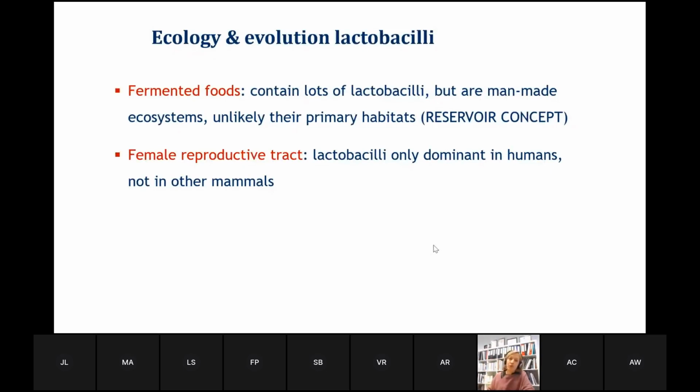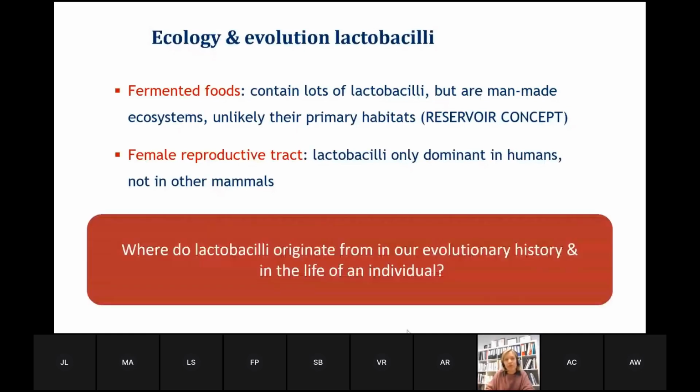And then we also focus on the female reproductive tract because that's the natural habitat of lactobacilli in humans. And it's also very intriguing that humans are the only animals where lactobacilli are dominant. It's not the case in other mammals or even related monkeys. So these two habitats are key for us to ask these key questions on where do lactobacilli originate from in our evolutionary history, but also in the life of an individual.